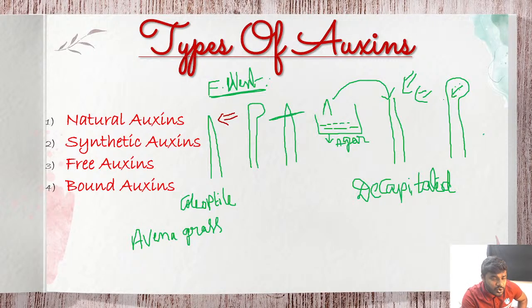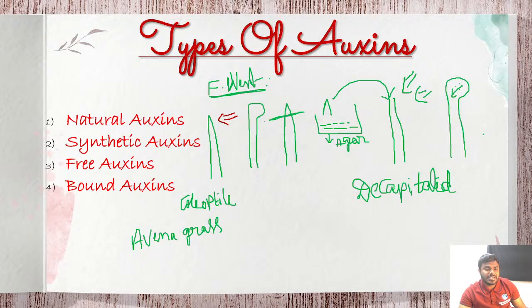You know what it is doing? Whenever it is coming from the light to the dark region, I will show you in the next slide, it will cause the cells to get elongated. Because of that elongation, the coleoptile starts bending. Once again, quickly look into this. First, Went has taken the coleoptile. He has exposed the coleoptile to unilateral sunlight. Then the coleoptile starts bending.